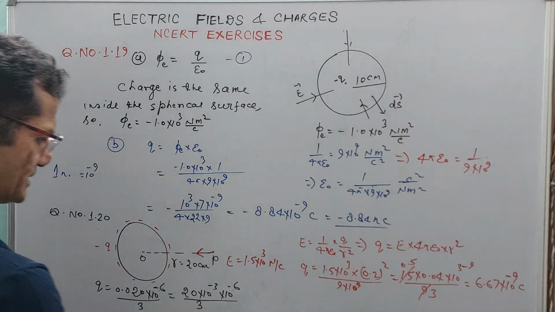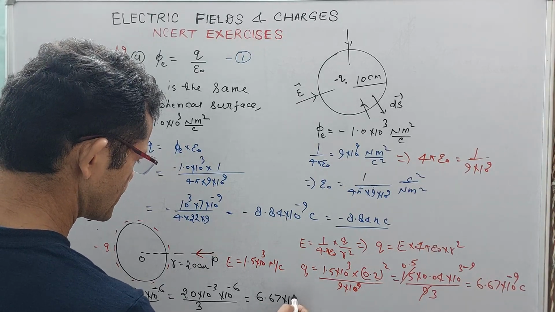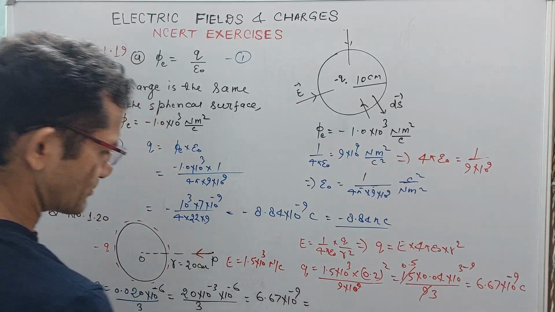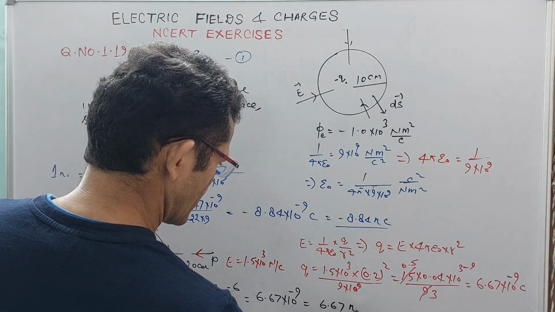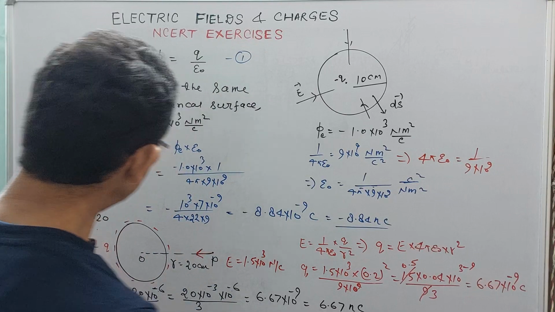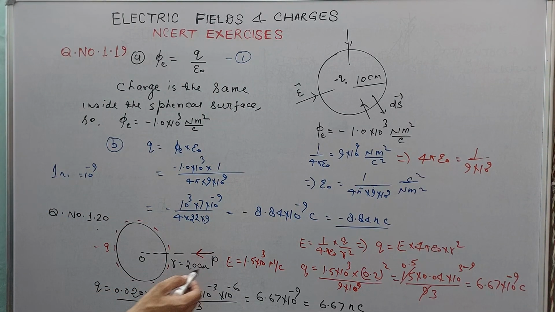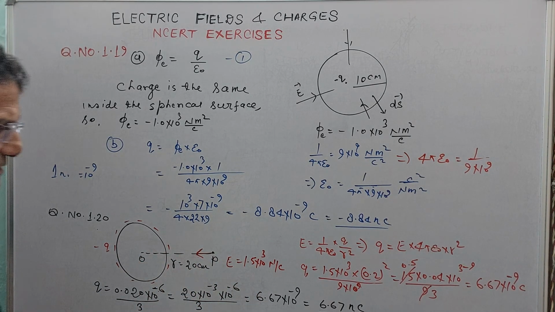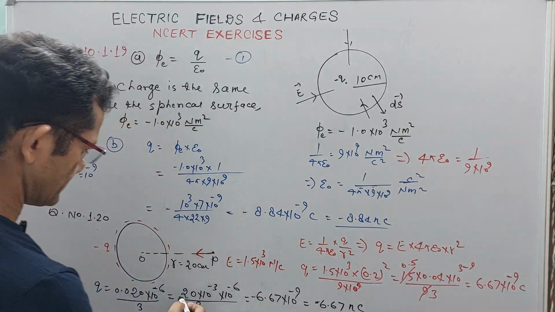If you divide it, it comes out 6.67 times 10 raised to the power minus 9. So 10 to the power minus 9 can be written as nano. So nano coulomb is the value on this conductor. Since the electric field lines are from the P point toward the conductor, that's why the charge should be negative.